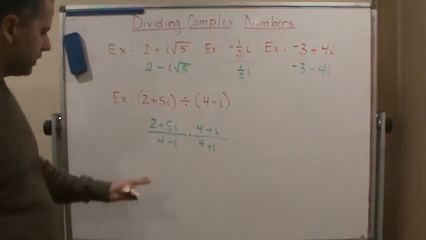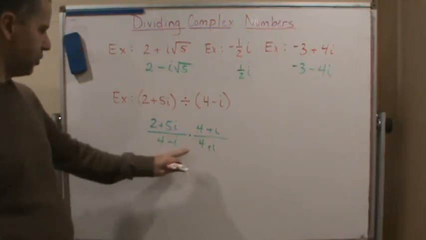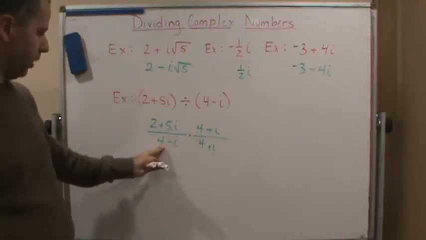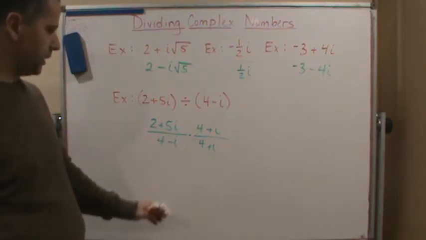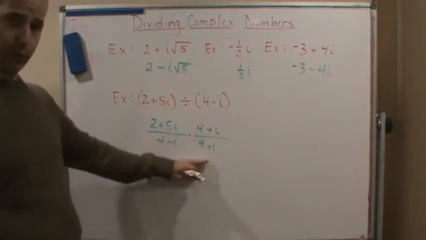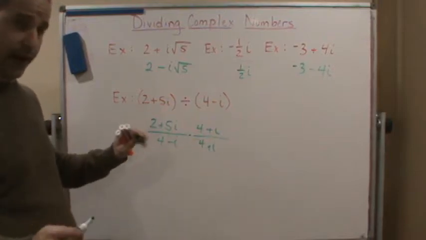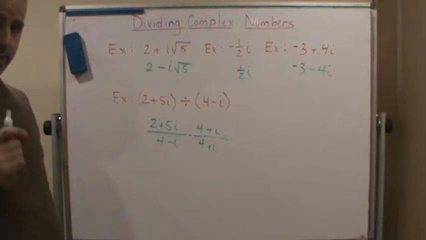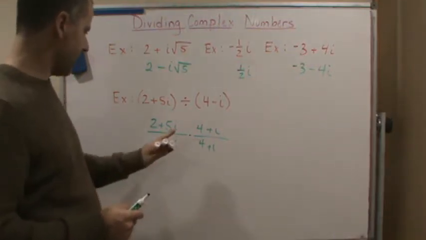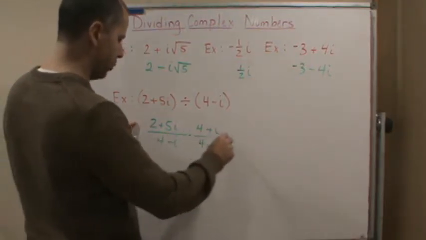Now I know what's going to happen here. I'm going to get the sum of two squares, right? It's going to be 4 plus 1, because it's going to be a squared plus b squared. But if you want to go through the process and FOIL it, that's fine. I'm going to get a squared plus b squared on the bottom, the sum of the two squares. Now on the top, what am I going to get?